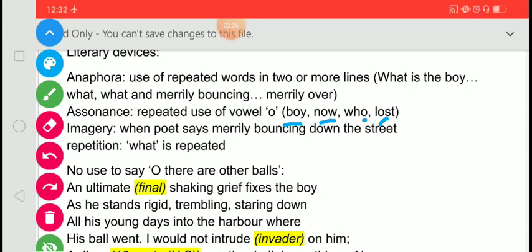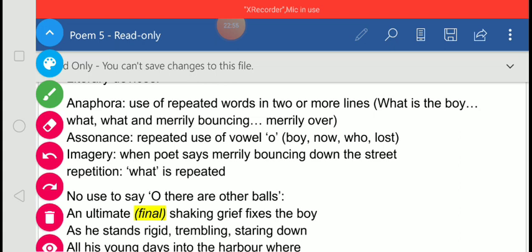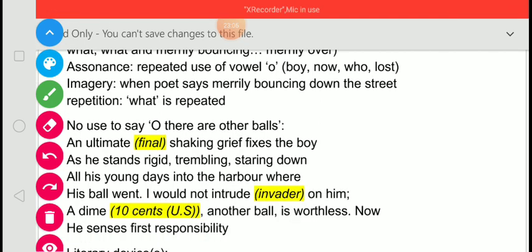Imagery: when the poet imagines anything in the poem, it is called imagery. When the poet says merrily bouncing down the street, it is the poet's imagination, so it is imagery here. Repetition: what is repeated in the second line, what is he to do? So it is repetition. Okay students, anaphora, assonance, imagery and repetition, these four poetic devices have been used in the first stanza. Now look at the second stanza.